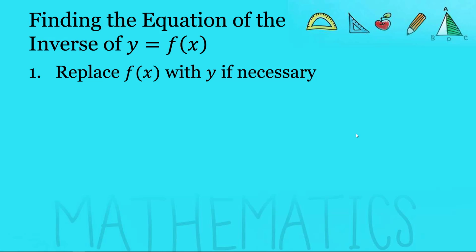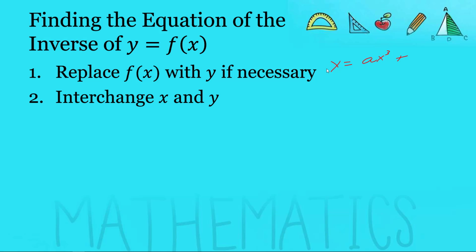The first one is, you take f of x and replace it with y if it's necessary. Clearly, basically what that's saying is, if your function is already y equals ax cubed plus whatever, or whatever the function is, then you don't need to do this, it's already done for you.